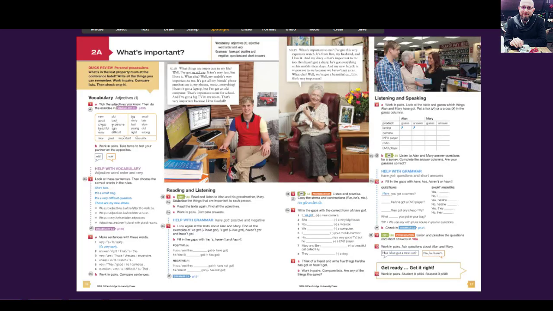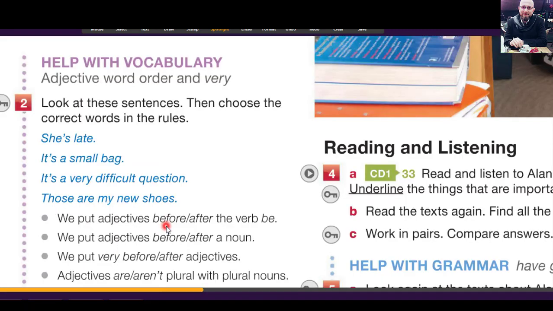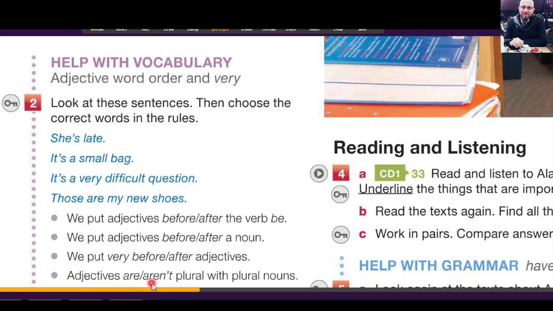Okay, now let's go to the next exercise, which is about adjectives. Okay, adjectives rules. How do we write the adjective in the sentence? Here we have four rules. Okay, this is rule number one. So for example, here we have rule number one. This is sentence number one with rule number one.